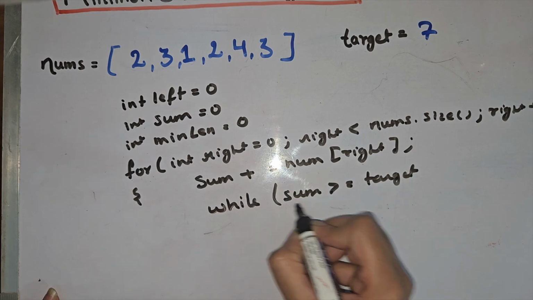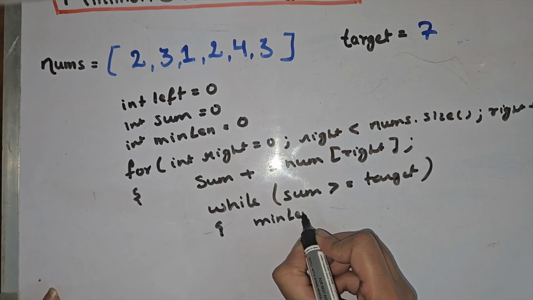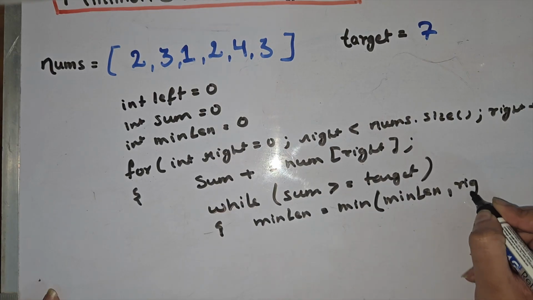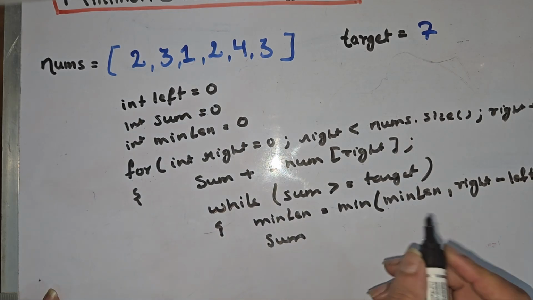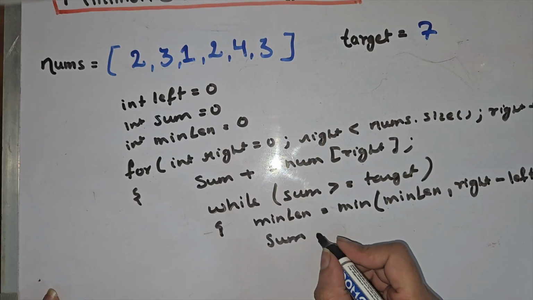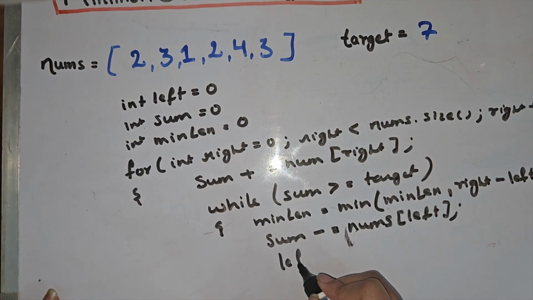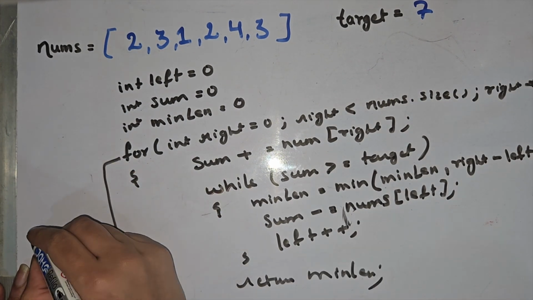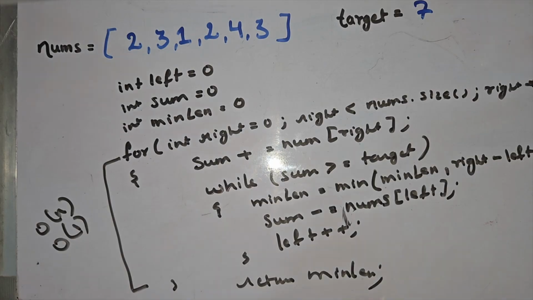So while it is greater than equal to target, we need to shrink the window. First we will update our answer. So minimum length is minimum of min length and the length of current window. When we are removing the left element, in that case we will subtract that element from the sum and do left plus plus. At last we will return the min length. So this way we have order n time complexity and order 1 of extra space. Now let's code it on LeetCode.